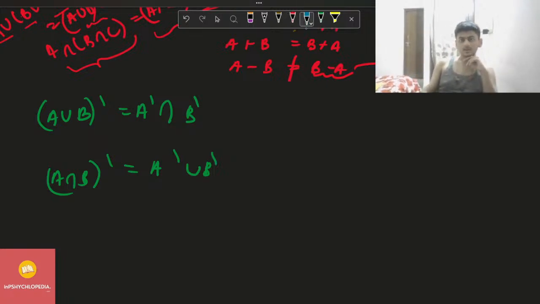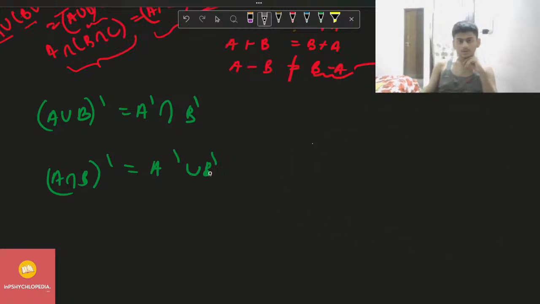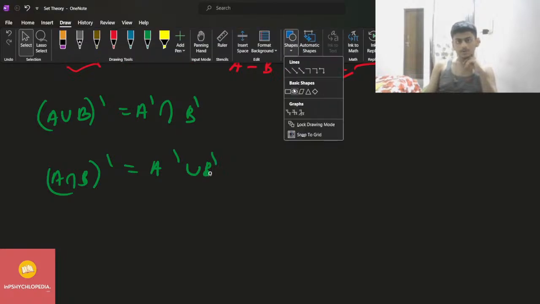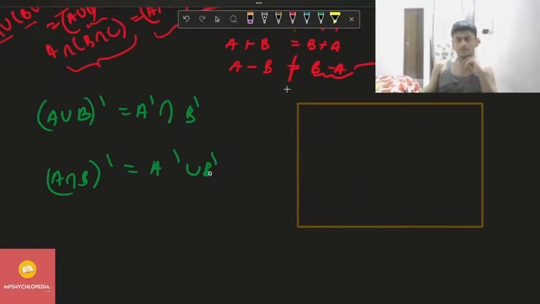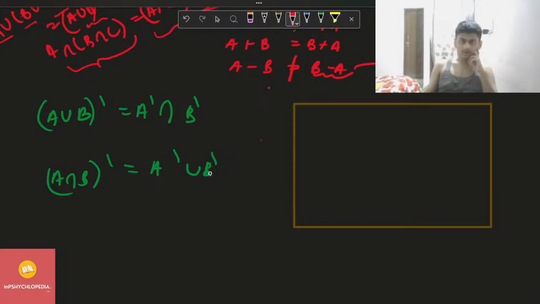Now let us see the same thing in a diagram. I don't know if this will become a triangle or not. So no, that became an O. So yeah, let us go and import some shapes, and then let us go like this. So let us take two sets, set A and set B. So this one is A, this one is B.